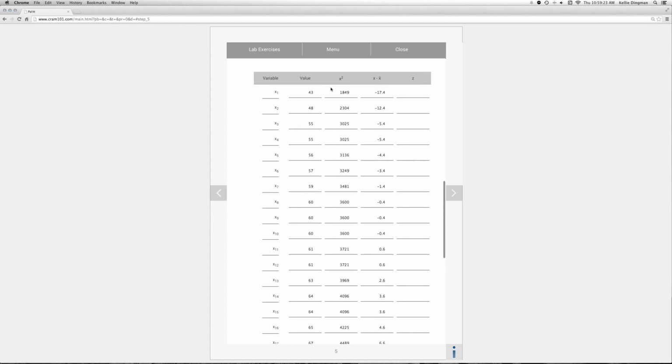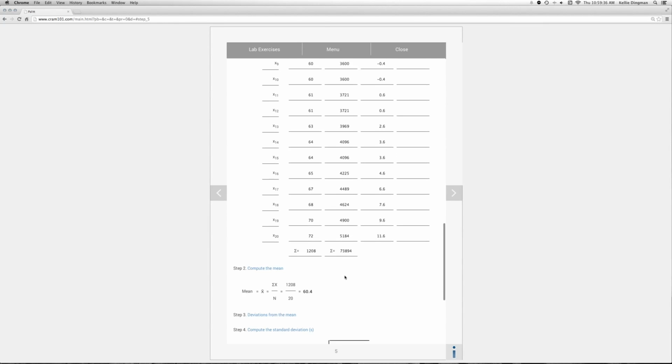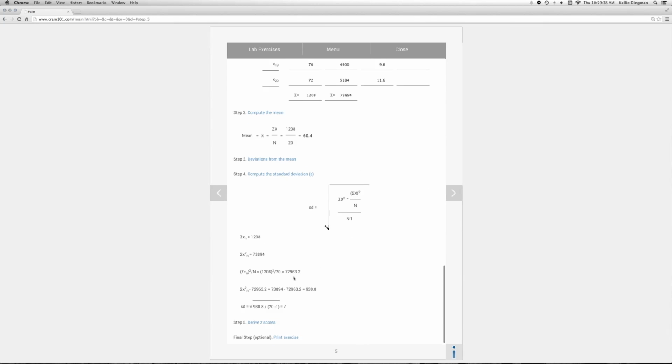And this column right here is 43 squared is 1849. 48 squared, 2304, and so on. So we have all the squares, and then what we need to do is sum those up. And the sum of those will be 73,894. So we have 73,894.